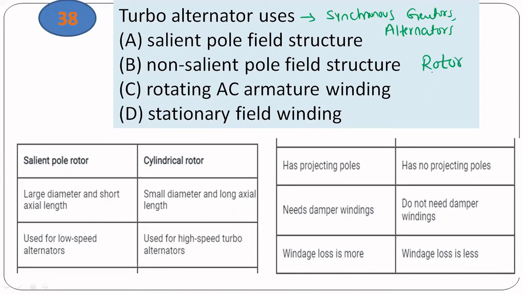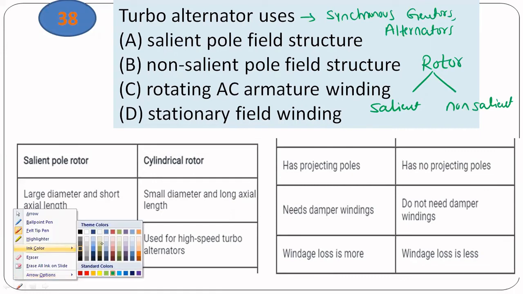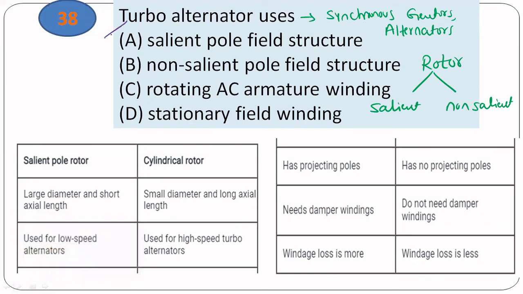We know that there are two types: one is salient and the other is non-salient. What has been asked is which kind of rotor construction the turbo alternator uses. Please try to understand that whenever we say the word turbo, the meaning for this is high speed.